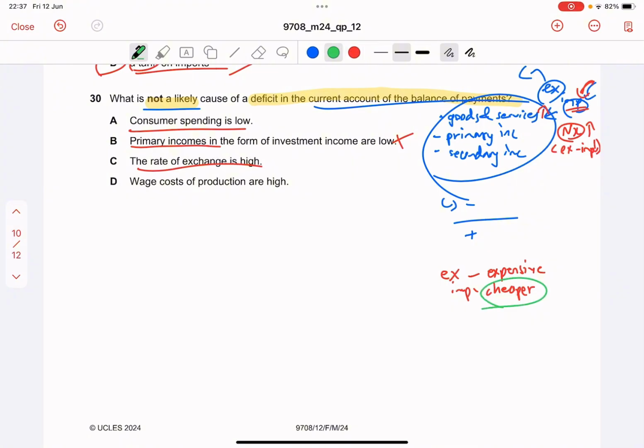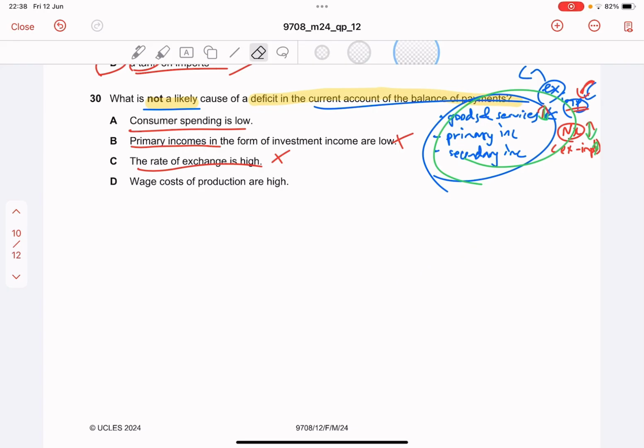so imports will increase. If imports increase, then net exports will decrease, so the trade in goods and services will decrease, decreasing the current account balance as a whole, causing a deficit. And that is a cause of a deficit, so this is not our option. Cross that off. Last one says the wage cost of production is high. The wage cost of production is high.